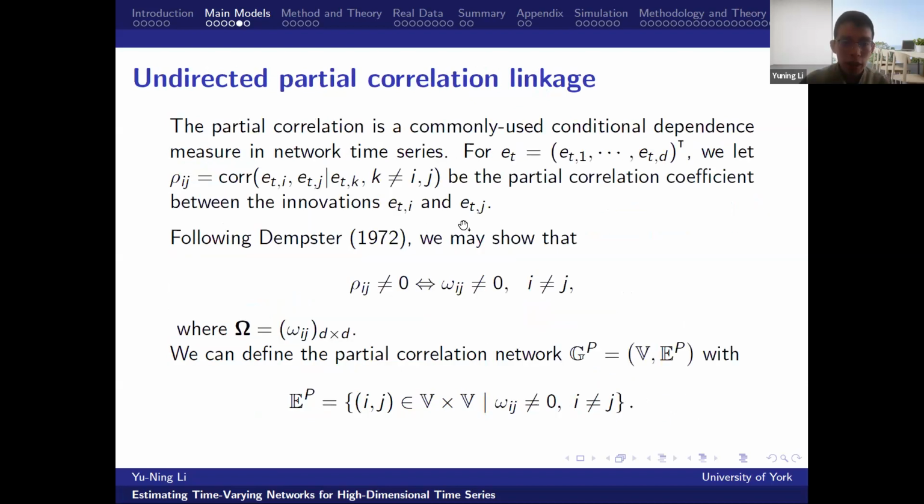Similarly, we define the network called the partial correlation network. The partial correlation is a correlation between two variables given the others. And we know from Dempster's paper that the partial correlation has a one-to-one mapping with the precision matrix. So we can define this network using the precision matrix. If the ij entry of the precision matrix is not equal to 0, then we will have an edge in this network between variable i and variable j.